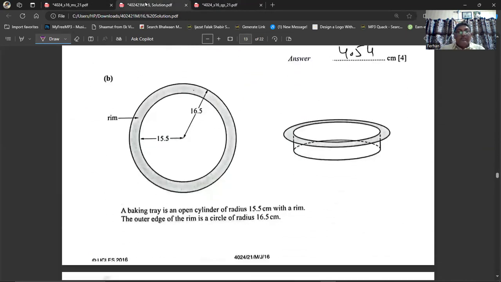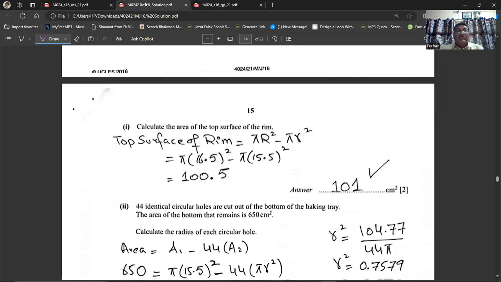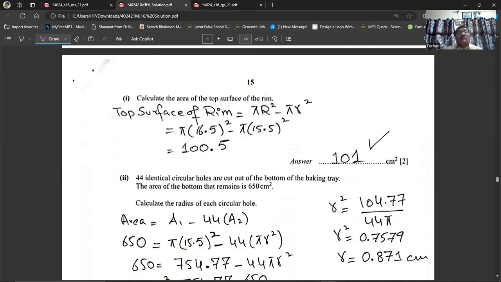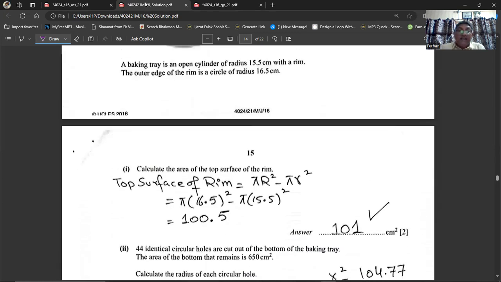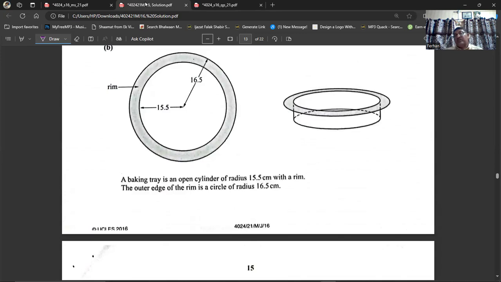Okay, now we are going to the B part. He says a baking tray is an open cylinder of radius 15.5 centimeter with a rim. The outer edge of the rim is a circle of radius 16.5 centimeter. Okay, their question is to calculate the area of the top surface of the rim. The rim is like a washer.